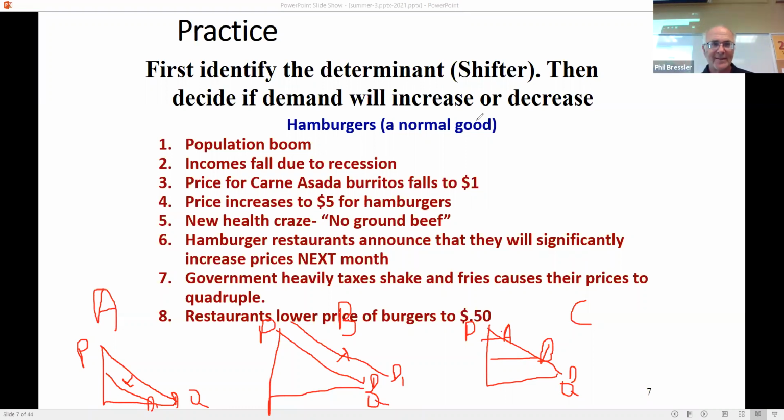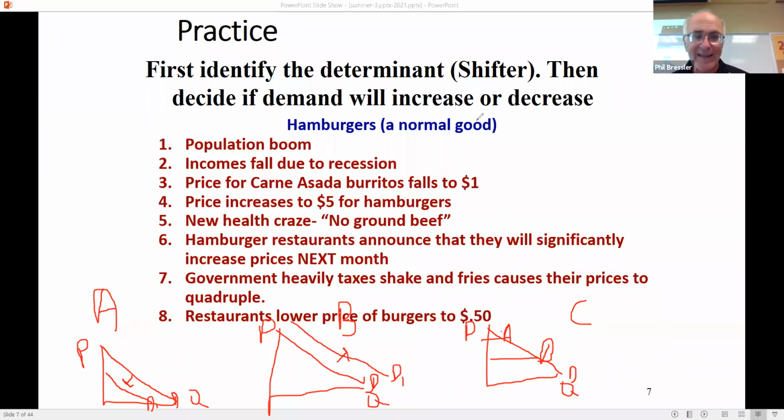David? Is it taste and preferences? Okay. And what's going to happen? Would the demand decrease? Demand's going to decrease. So under graph A, all right? Taste and preferences, people aren't eating ground beef anymore. So demand's going down. All right.